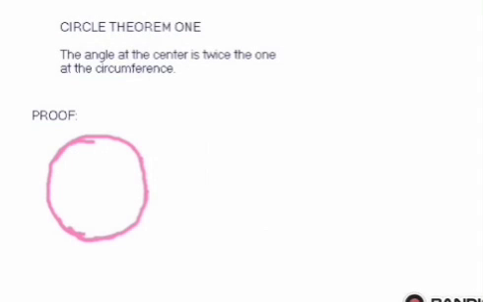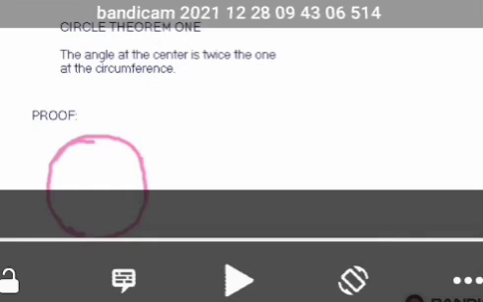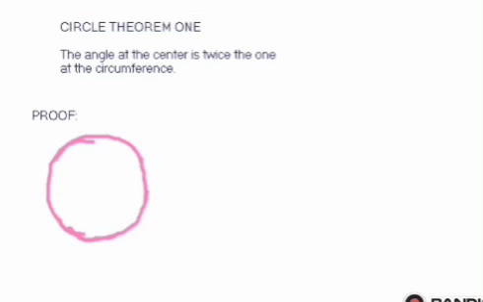Okay, we are looking at circle theorem 1. Circle theorem 1: the angle at the center is twice the one at the circumference. So we want to look at this theorem and prove it.